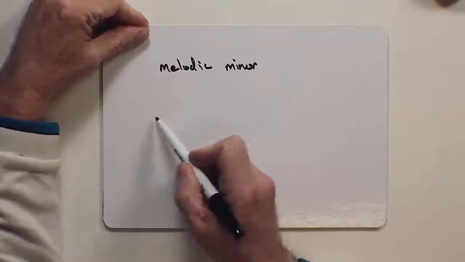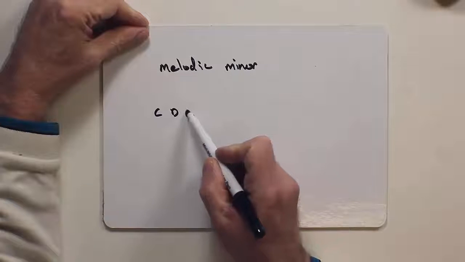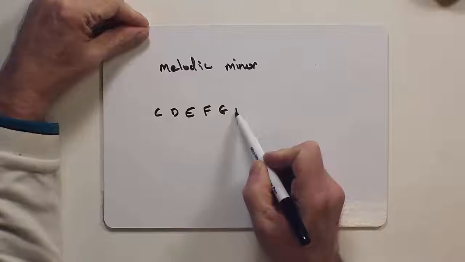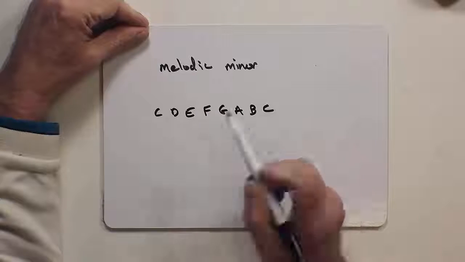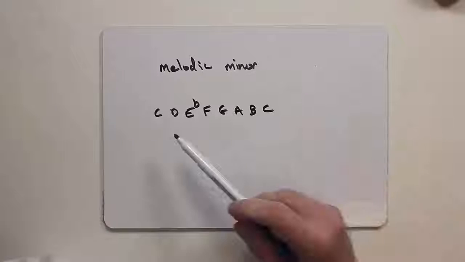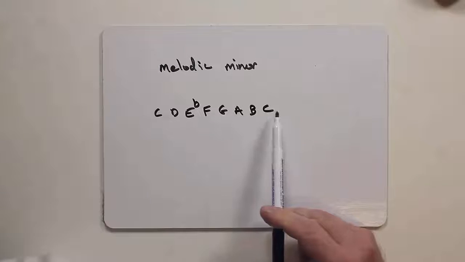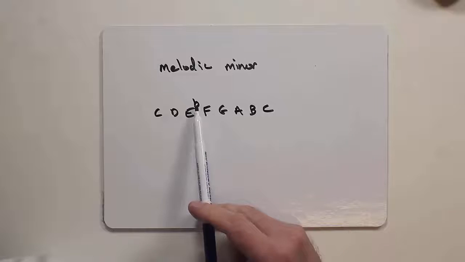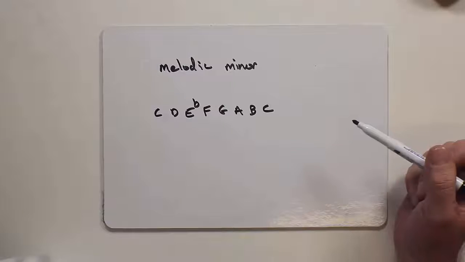Melodic minor scale, so C, D, E flat, F, G, A, B, C. We've got an E flat there. So that's it. Ascending, it's exactly the same as a major scale, except for the third being flattened. All the notes are the same.